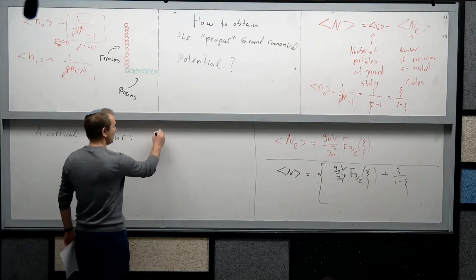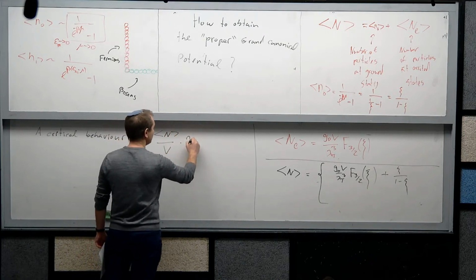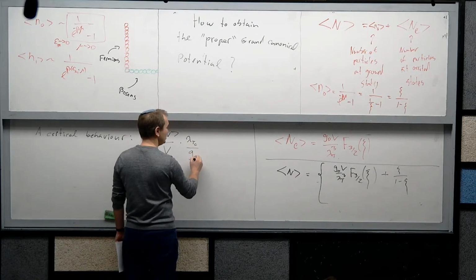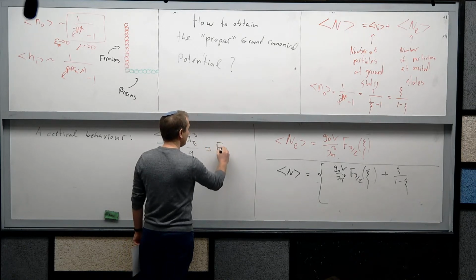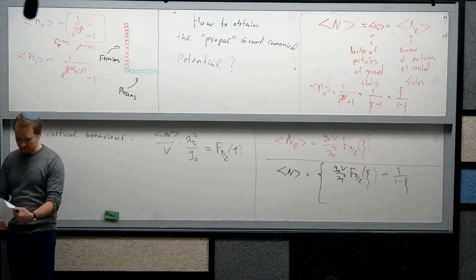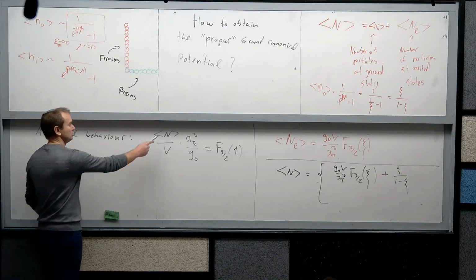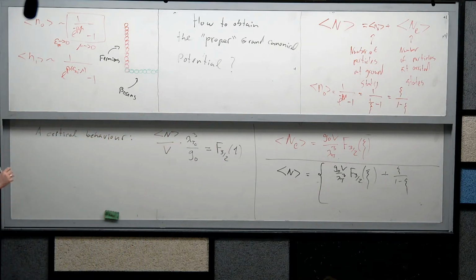Is when n divided by v multiplied by lambda Tc divided by g0 to the third equals f 3/2 of 1. Okay, this is the problem. We know that this is the critical temperature. And what exactly is Tc? How do we find it?